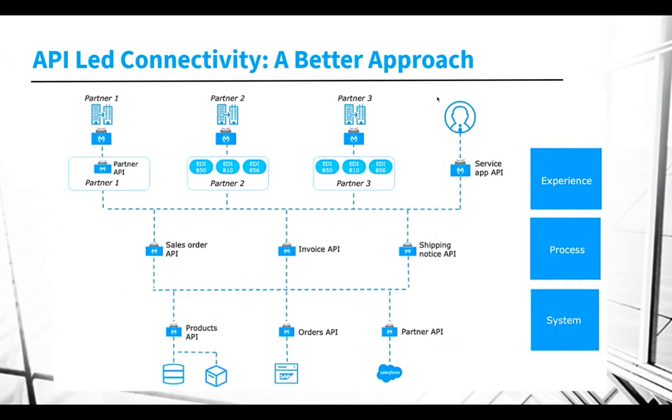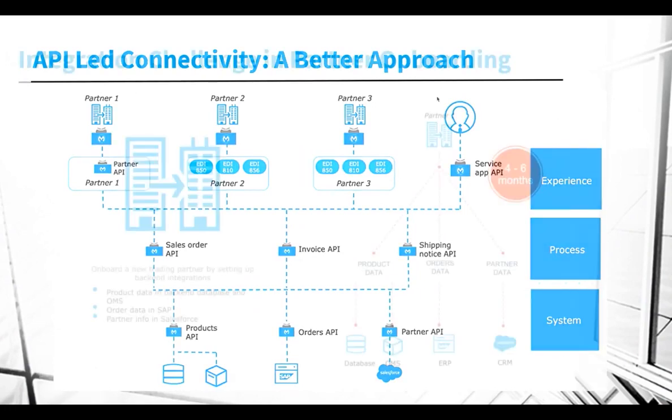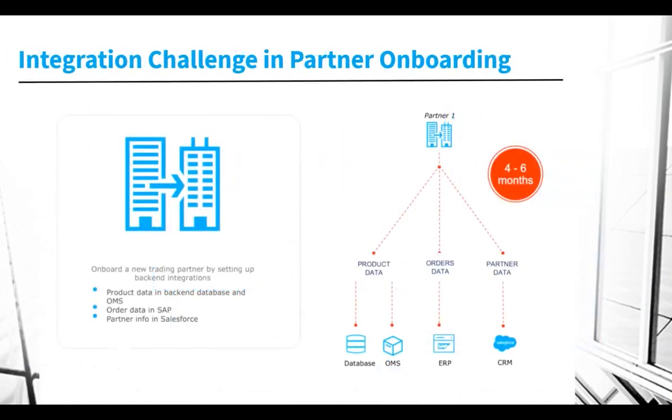There are normally three key pillars, which are product data, order data, and the partner data. These are the three key pillars. I want to have a complete view of the partner's product data, order data, and partner CRM systems or partner's own data, to establish my trading network.